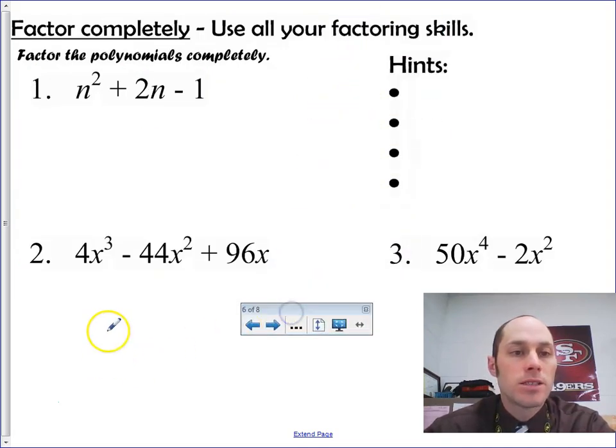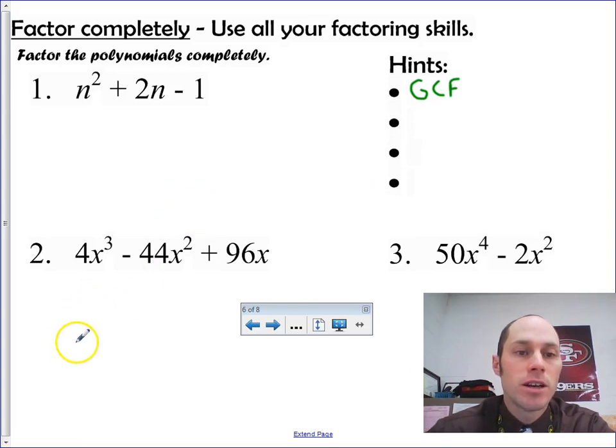All right, so let's put all of our factoring skills to work. Some different things to keep in mind. Look for a GCF always. Okay, always look for that GCF because that'll make your life easier in multiplying things down if we can take out and shrink the numbers down.